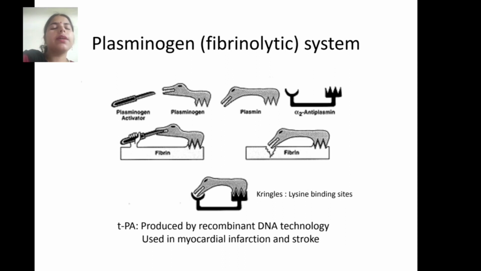In today's class, I will discuss the plasminogen fibrinolytic system. Plasminogen activator, then plasminogen. These are the structures of plasmin, and also there are alpha-2 antiplasmin, fibrin to fibrin, and the kringle lysine binding sites. The TPA, produced by recombinant DNA technology, is used in myocardial infarction and stroke.